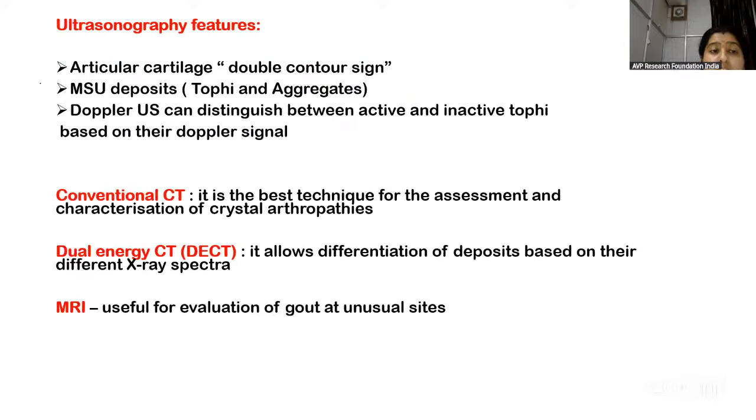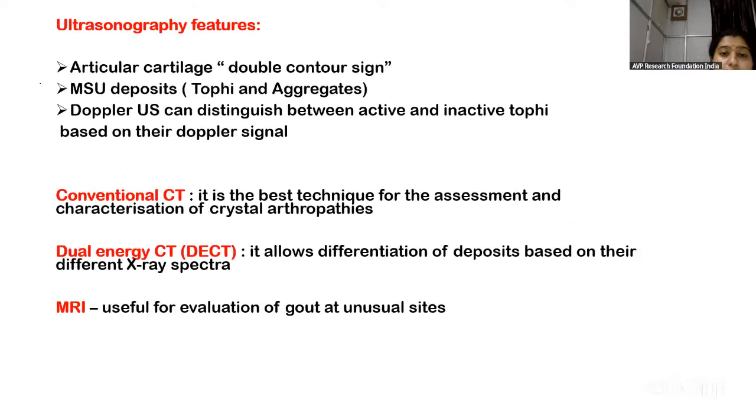Ultrasonography features: the articular cartilage double contrast sign is typical of gout. MSU deposits can be found. Doppler ultrasound can distinguish between active and inactive tophi based on their Doppler signal. Conventional CT is the best technique for assessment and characterization of crystal arthropathies. Dual energy CT can also be done. MRI is useful for evaluation of gout at unusual sites.